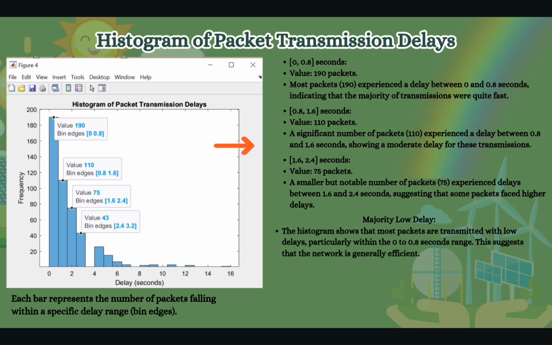So, actually, the majority have low delay. The histogram shows that most packets are transmitted with low delays, particularly within the 0.0 to 0.8 seconds range. This suggests that the network is generally efficient.